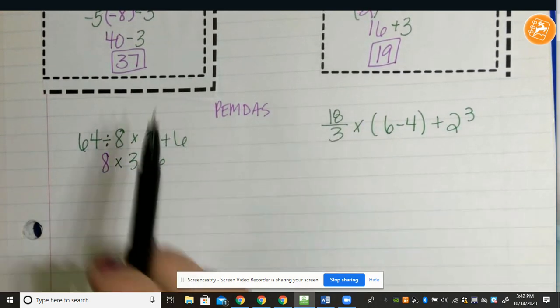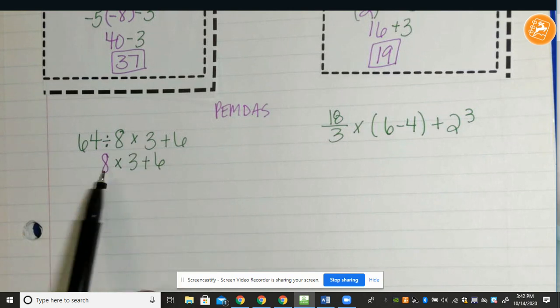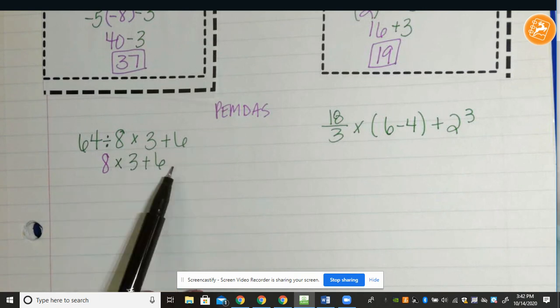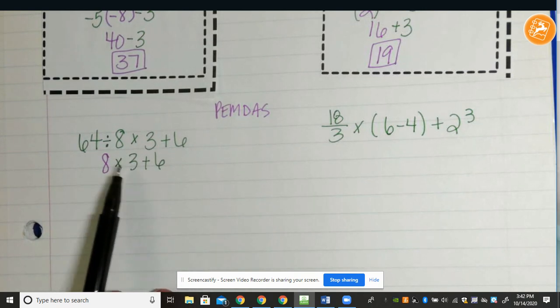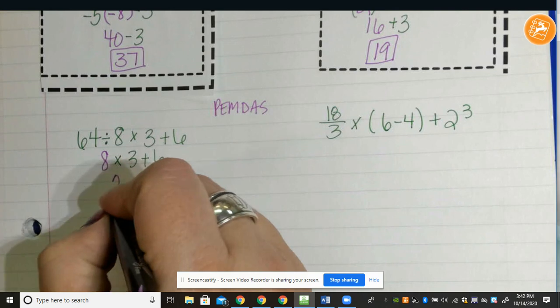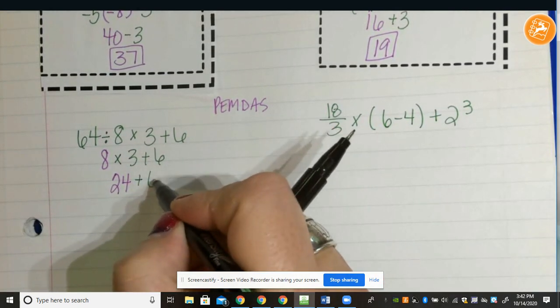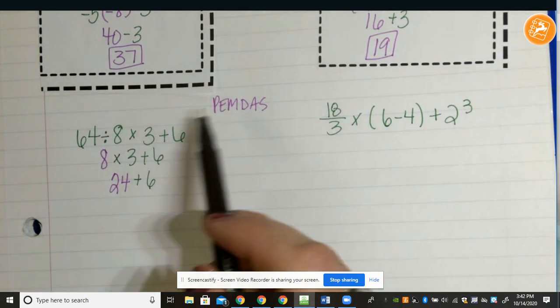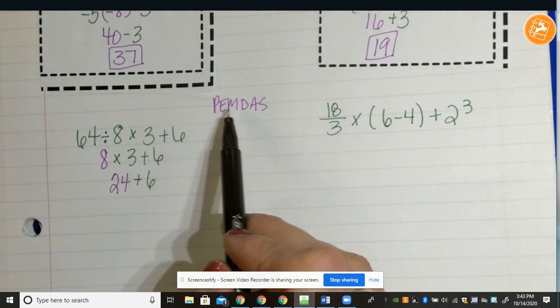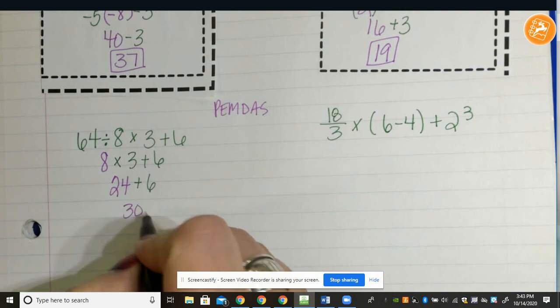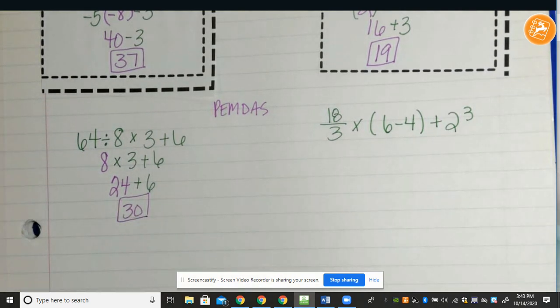Okay? Then I'm going to still start to the left. So then I'm looking. Oh, I have multiplication. I need to do that before this addition. So 8 times 3 gives me 24. Then I'm bringing this down, plus 6. My last, there's no more multiplying or dividing, so adding and subtracting. So there's only one operation left. 24 plus 6 gives me 30. So my answer is 30. Okay?